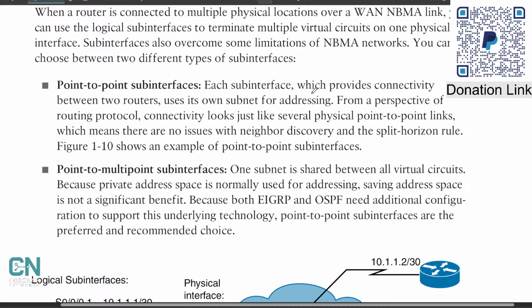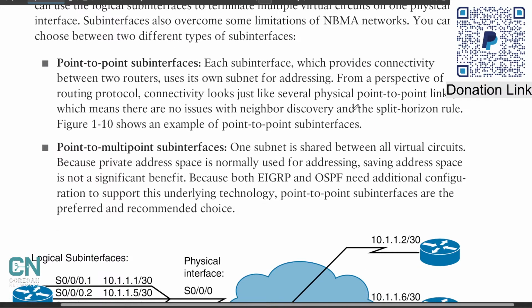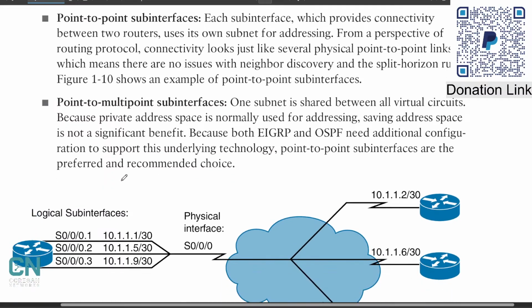Each subinterface provides connectivity between two routers and uses its own subnet for addressing. From the perspective of the routing protocol, connectivity looks just like several physical point-to-point links.